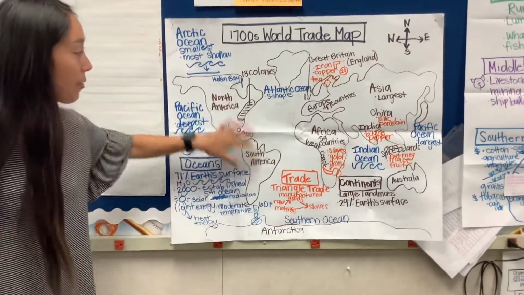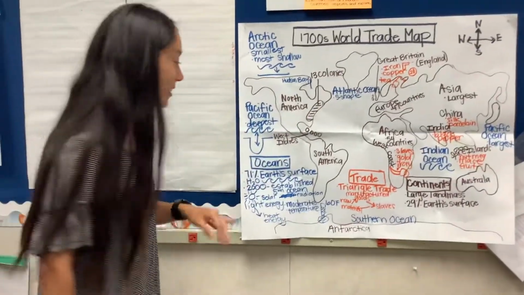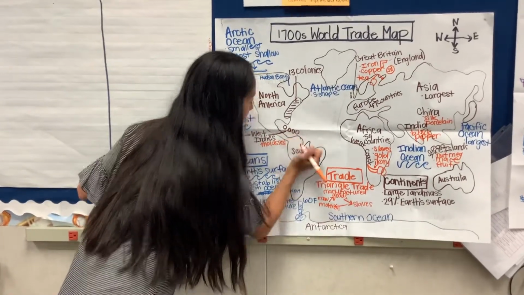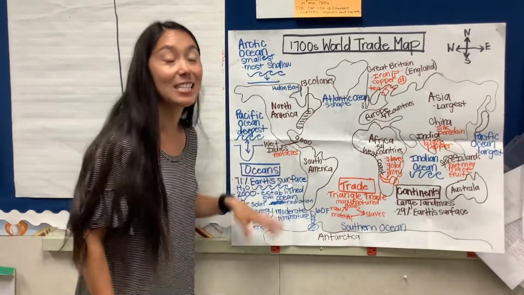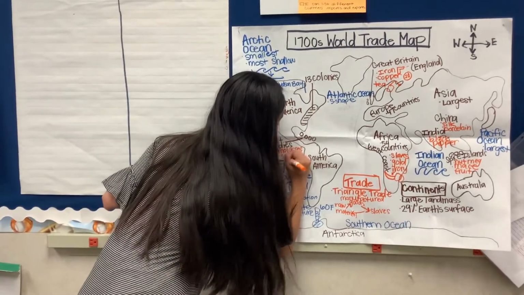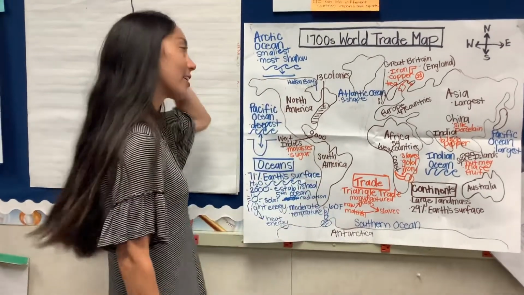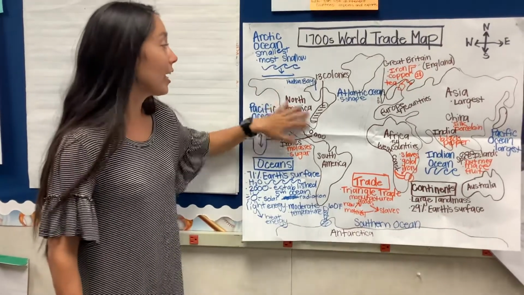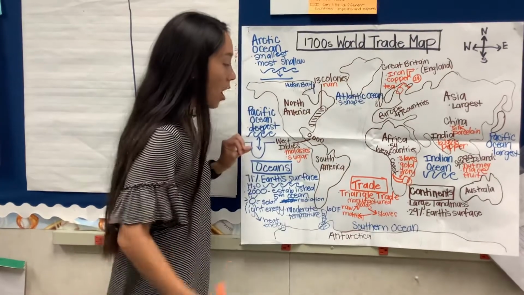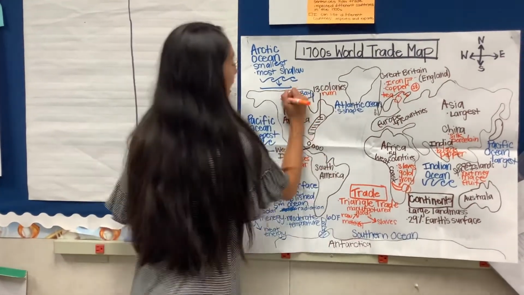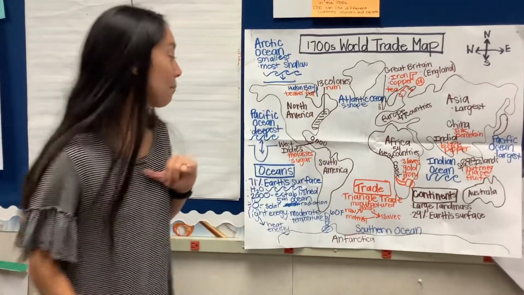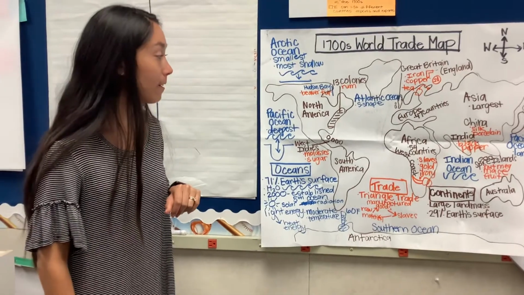In between South America and North America, we had the West Indies. The West Indies had molasses. Say molasses. Molasses is like syrup that you can put on your pancakes. And they also had sugar. Say sugar. In North America, their 13 colonies, they had rum. Say rum. And they also had beaver fur near the Hudson Bay. Say beaver fur.